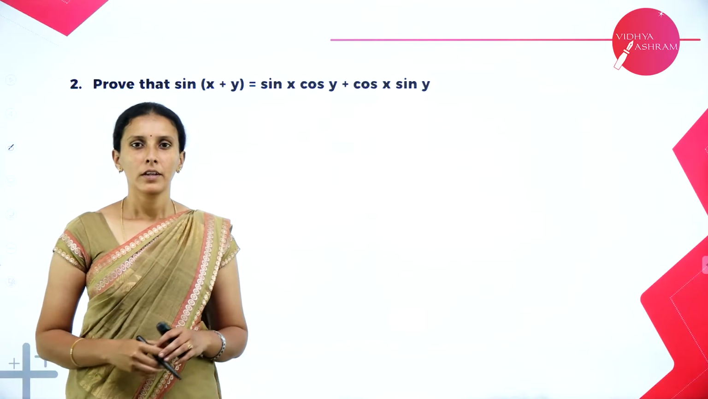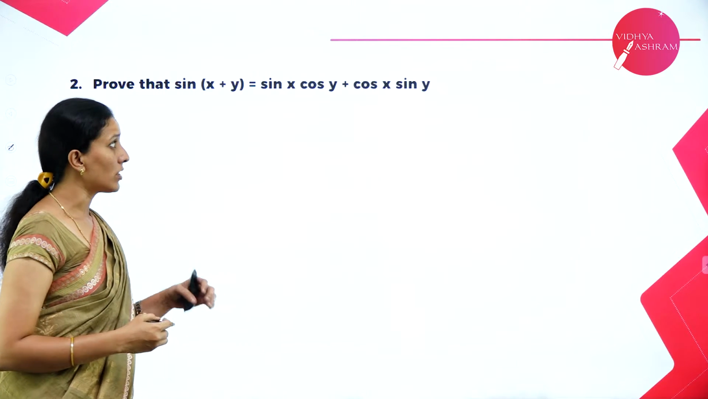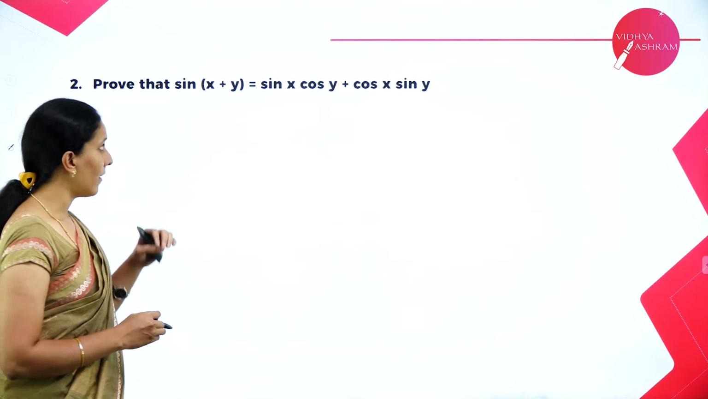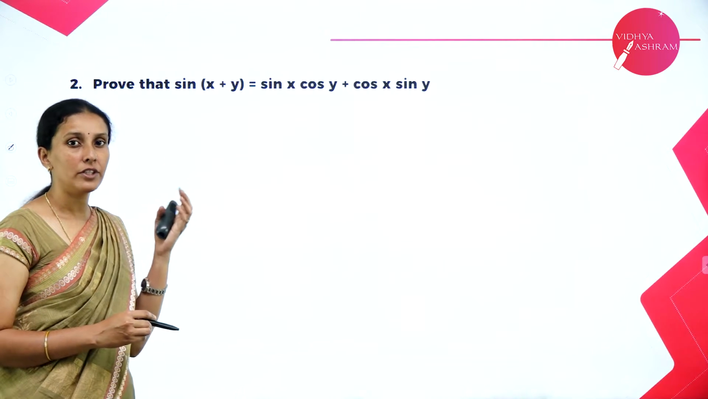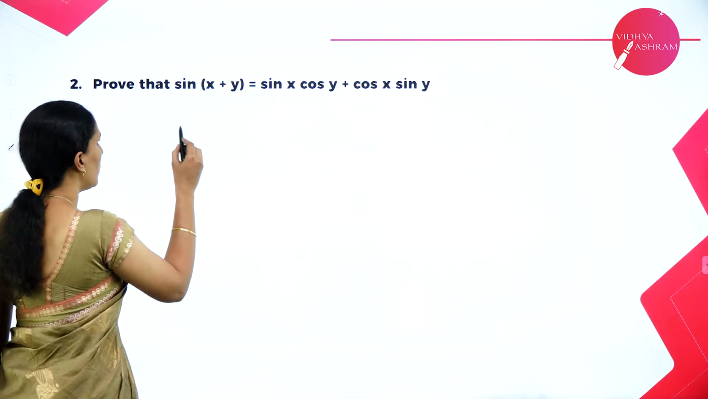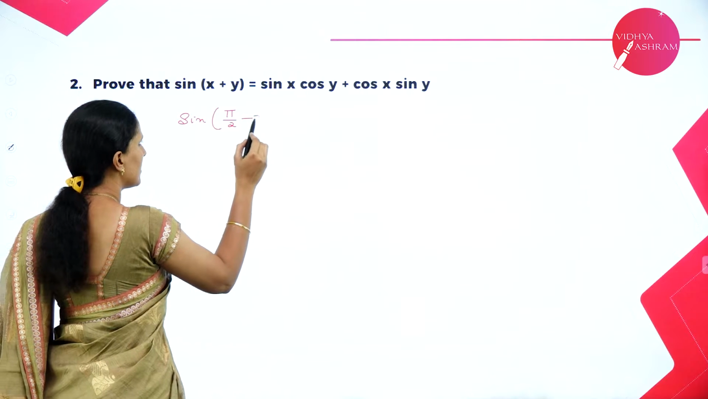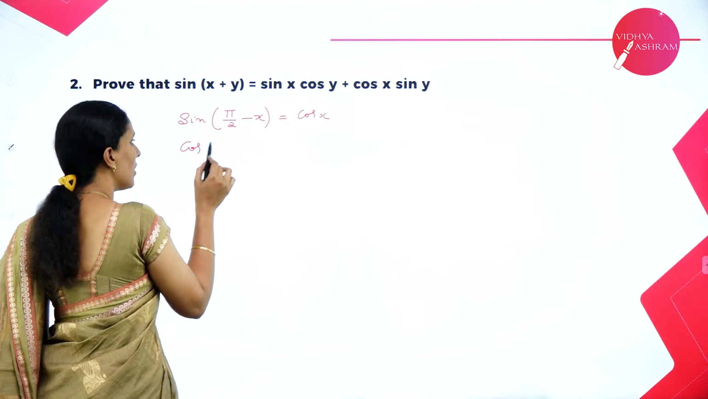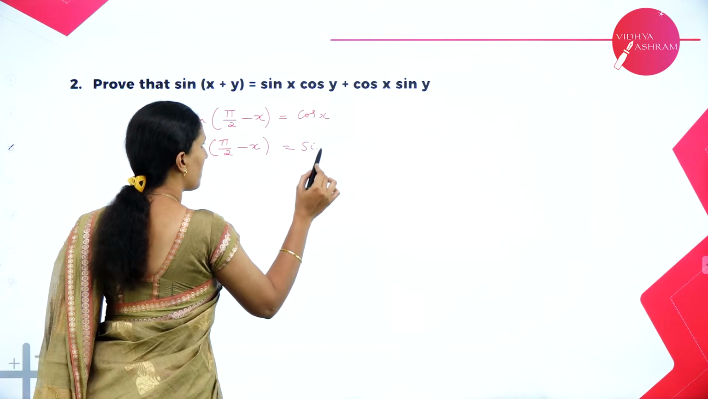Next one, prove that sin(x plus y) is equal to sin x cos y plus cos x sin y. We know by the property of allied angles, sin function can be converted to cos and cos can be converted into sin. How? We know that sin(pi by 2 minus x) can be taken as cos x, or cos(pi by 2 minus x) can be written as sin x.